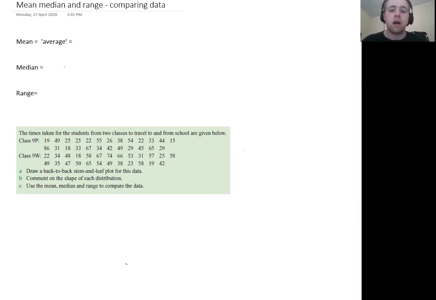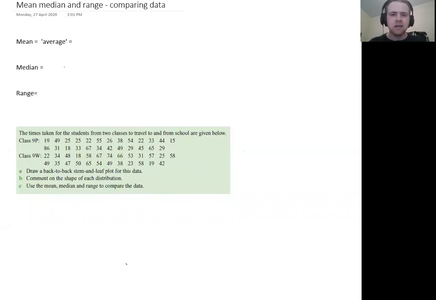Today we're looking at other ways of describing data. Last lesson we looked at skew, and this lesson we're going to be looking at mean, median and range. And we're going to be comparing two different data sets by using these values. So first of all, let's go through each of these. You would have learnt these in previous years, but we'll just have a quick recap.